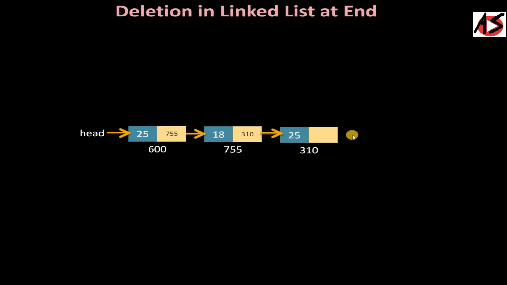But what about the previous node pointer? Yes, you have to set this pointer to null, and that is what deletion in the linked list at the end or at the tail is. So let's see the detailed algorithm step by step and line by line. So watch the video till the end.